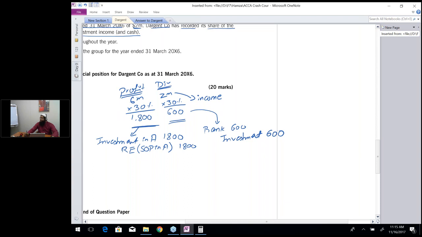Yes, Kuli, you are right. Smita is asking, how do we decide whether it's an associate? Smita, if the holding is 20% or above, it's an associate. If your holding is 20% or above, it is an associate.